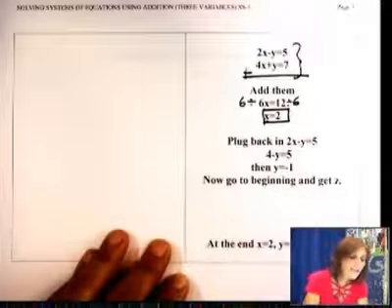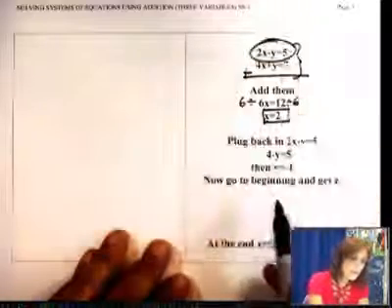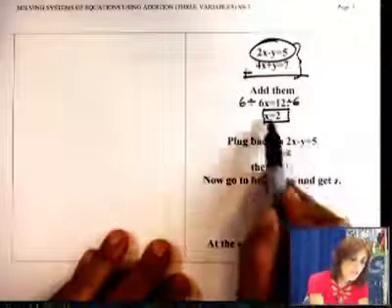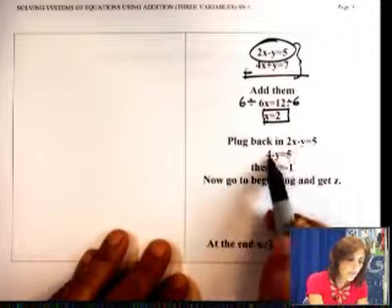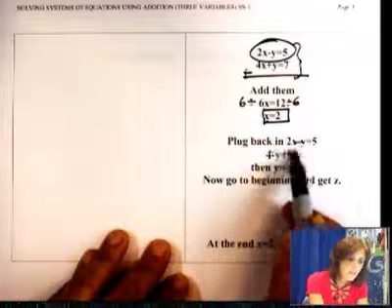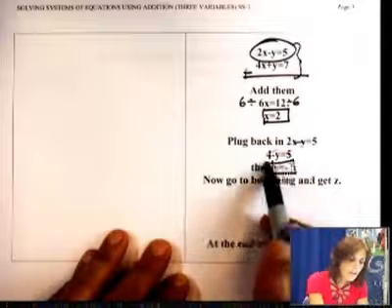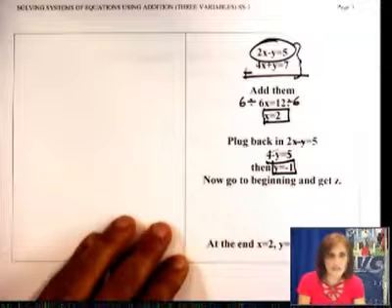Now you're going to back substitute. Remember, one of the equations was 2x minus y equals 5. So instead of x, I'm going to put 2. So that's going to give me 4 minus y equals 5. And then you move things around and you'll get y equals negative 1. So what did I do? Solve for 1 and then back substitute.